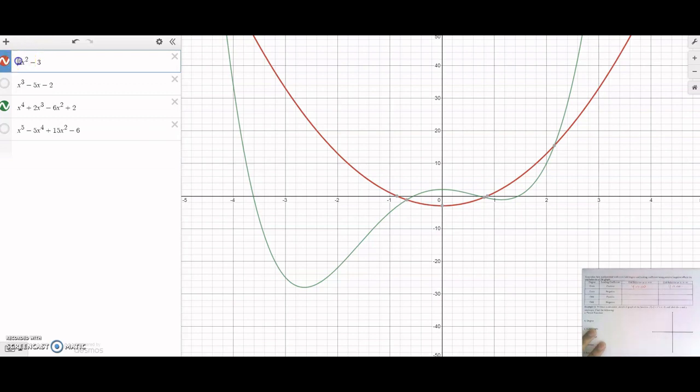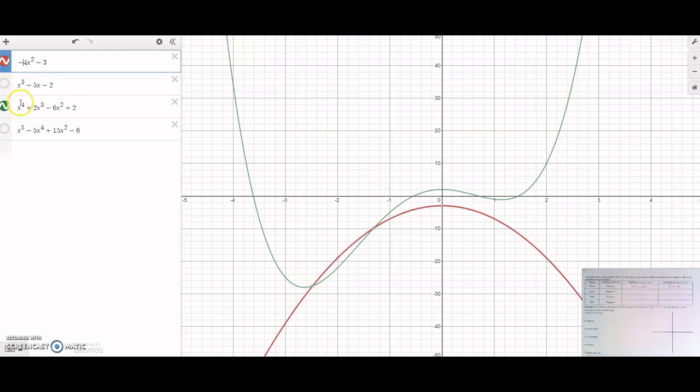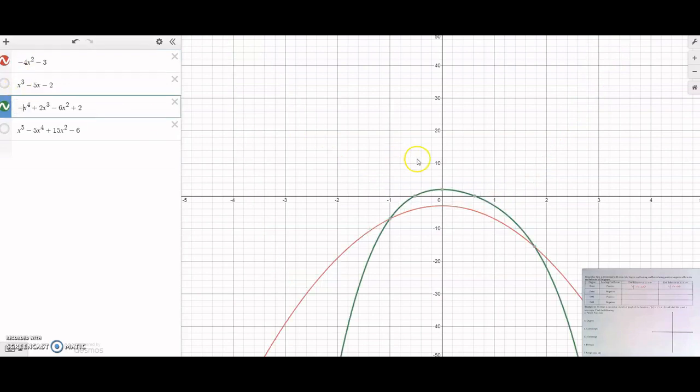But when we make the leading coefficient negative, so we'll make the quadratic negative and the quartic negative, we notice that it flips our graph. So now, as x approaches infinity, y approaches negative infinity. And likewise, as x approaches negative infinity, y approaches negative infinity.